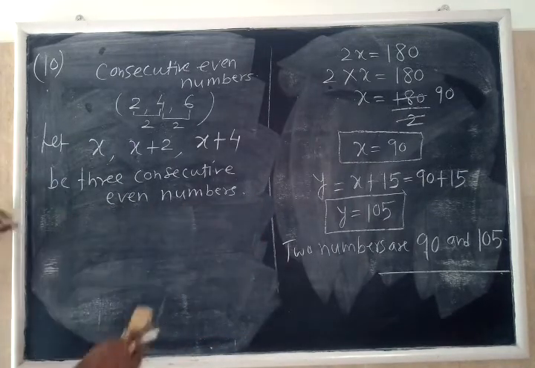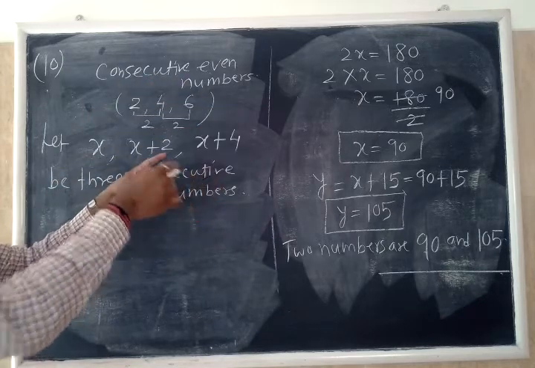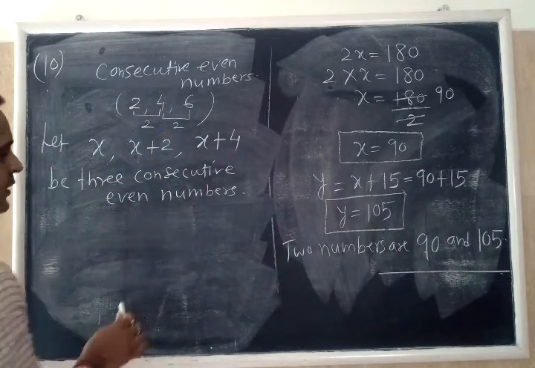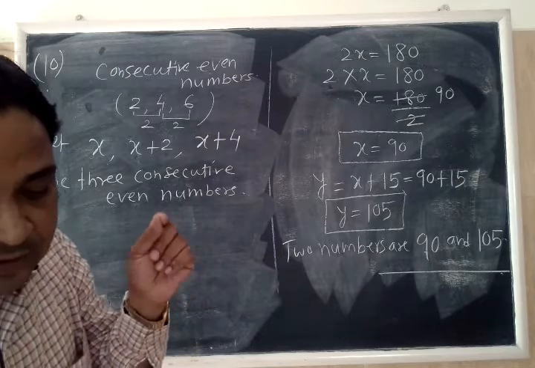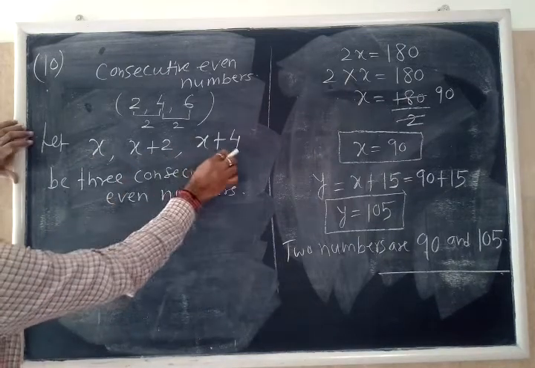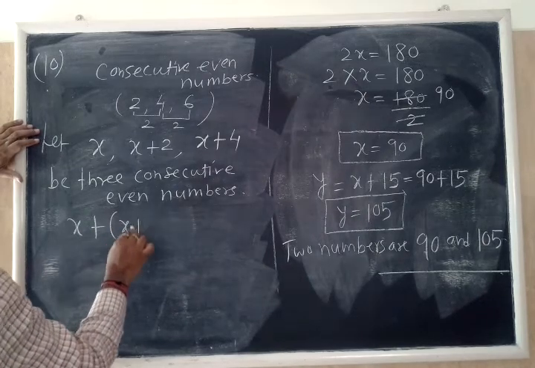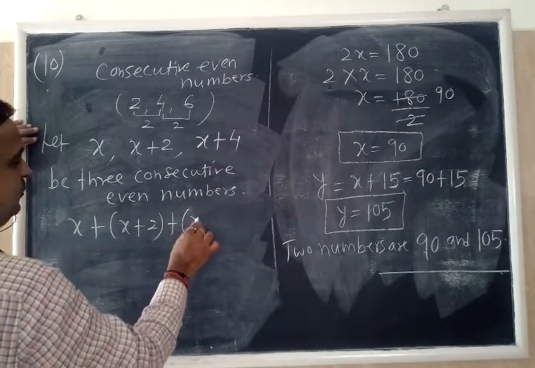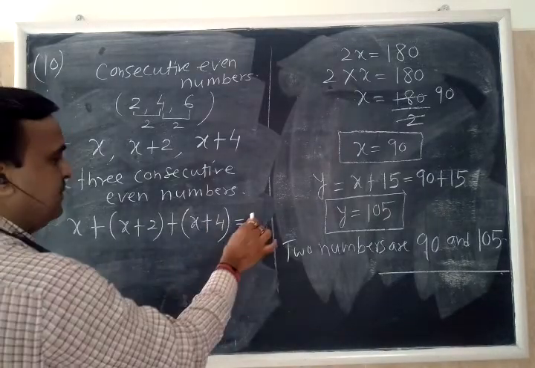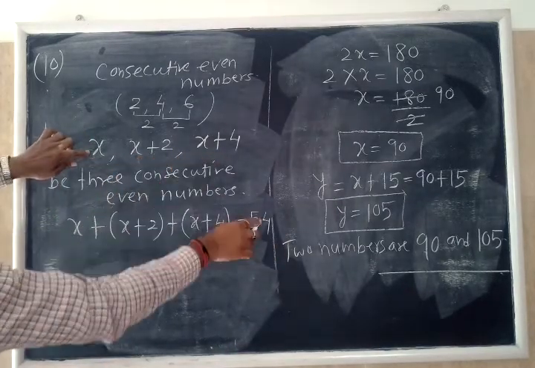Okay. So now the first even number is x. The next even number will be x plus 2. To get the next even number, I will add 2. So x plus 2 plus 2 is x plus 4. Now what is given in the question? The sum of three consecutive even numbers is 54. So x plus x plus 2 plus x plus 4 is 54.